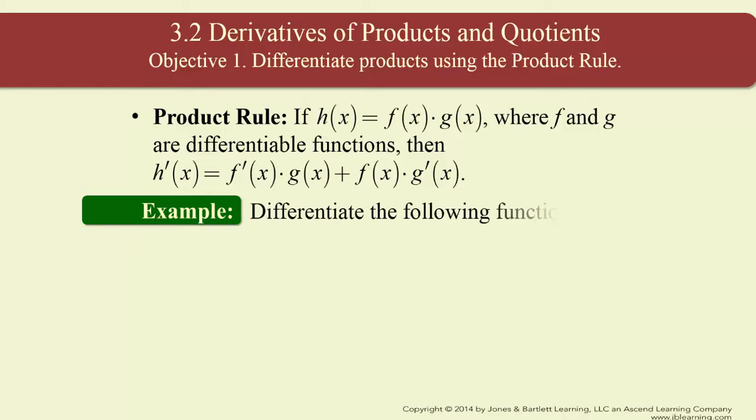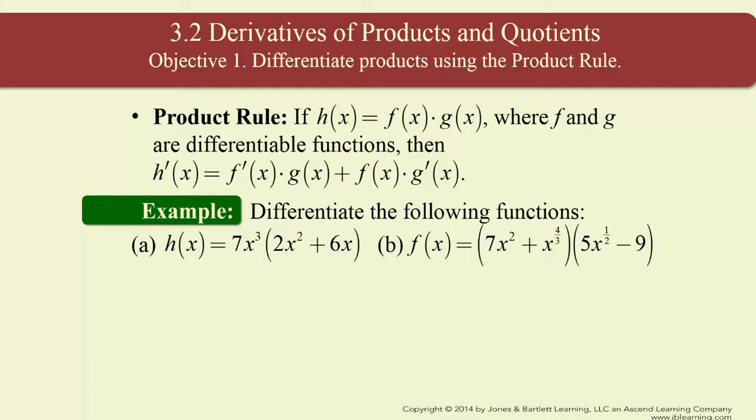So let's see, first example here, differentiate the following functions. In part A, we're going to differentiate h of x equals 7x cubed times the quantity 2x squared plus 6x. Then in part B, we're going to differentiate the function f of x equals the quantity 7x squared plus x to the 4/3 times the quantity 5x to the 1/2 minus 9. So at this time, if you need to write these down, write them down, because I'm going to head off to the chalkboard and work out this example. So here we go, heading off to the chalkboard.